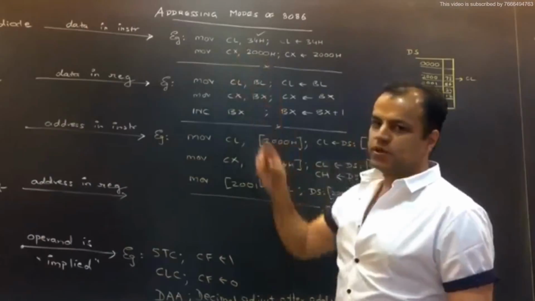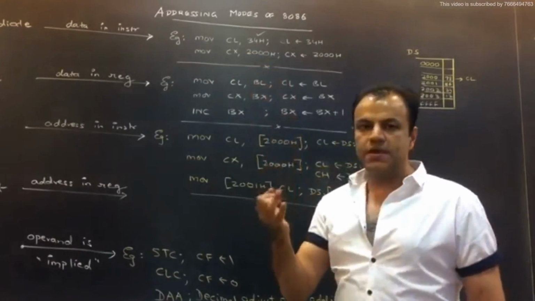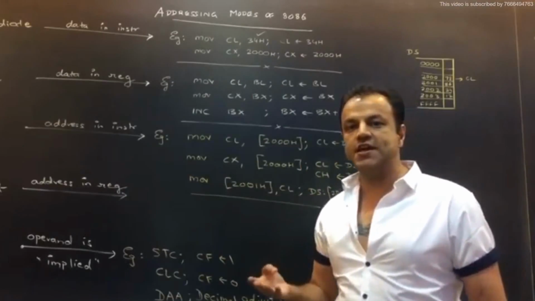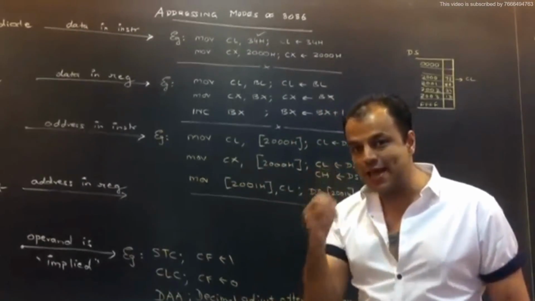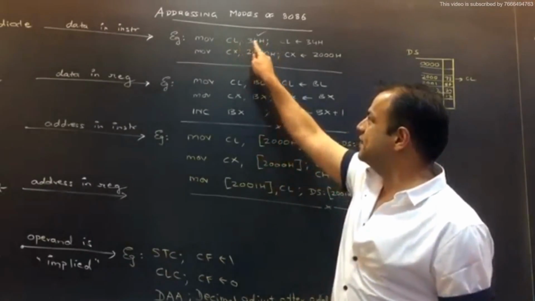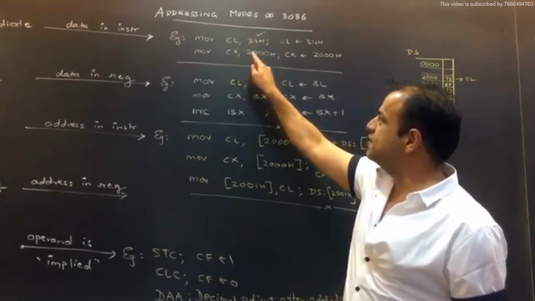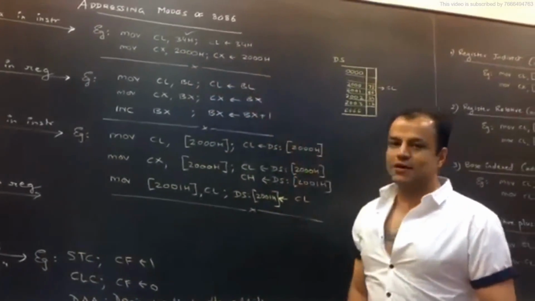Move CX, 2000. I'm sure you know what's the difference between CL and CX. AL, BL, CL, DL, AH, BH, CH, DH are 8-bit registers. AX, BX, CX and DX are 16-bit registers. This is an 8-bit register getting 8-bit data. This is a 16-bit register getting 16-bit data. So move CX, 2000, CX register gets the value 2000.